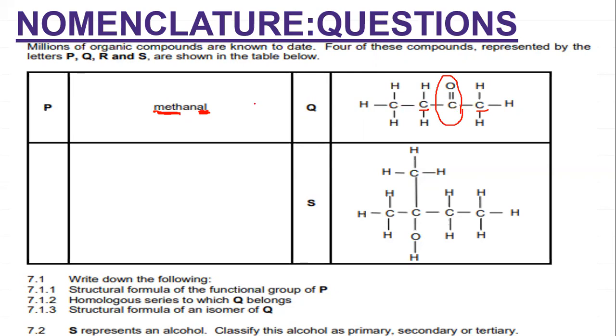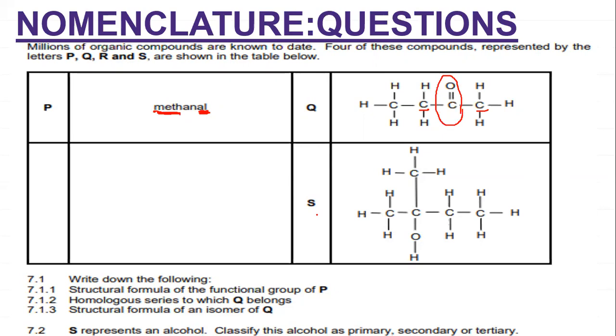But please, the difference between P and Q is that the carbonyl group in Q is between the carbons, then it becomes a ketone. In this case, the carbonyl group is on the first carbon, so it becomes an aldehyde. Okay, so that's something that I know about compound Q, that it would be a ketone and it has a carbonyl group in it. Okay, so let me look at compound S.